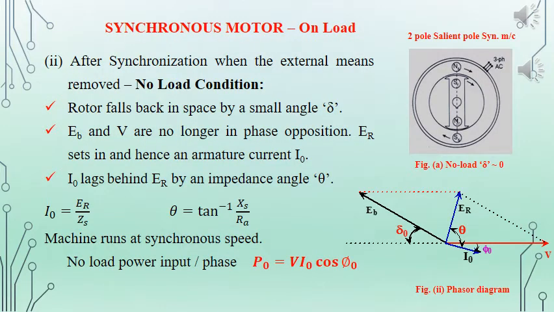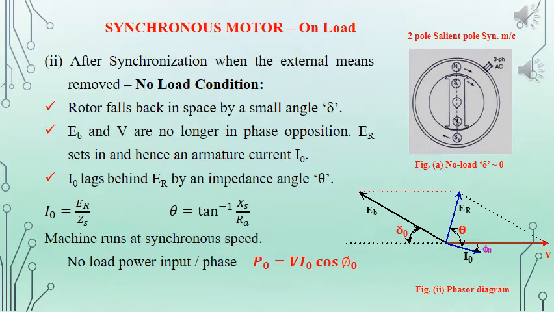After synchronization, when the external VLC is removed and at the no load condition itself, even then the phasors, that is the supply voltage V and the back EMF EB, will no more be in phase opposition. The angle between V, the supply voltage, and the back EMF EB will be less than 180 degrees. In the phasor diagram that is given, it is clear that the angle is 180 minus delta 0. Delta 0 is given because it is at no load condition itself.